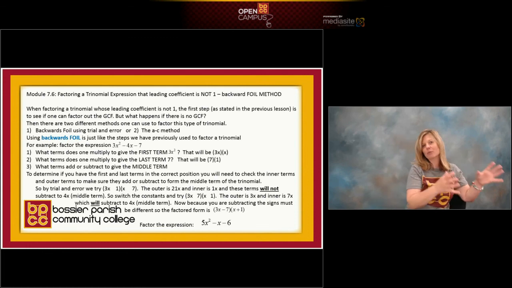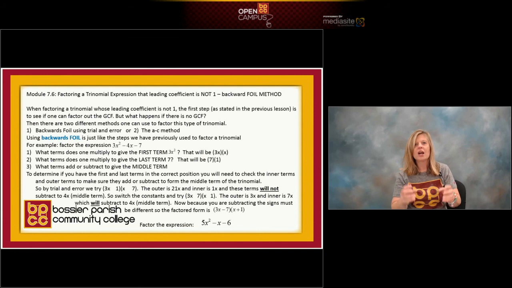So it's exactly like we've been doing for the easy trinomials. The only difference is getting the location of the constants. It's going to matter where you put those constants in that last spot, and you're going to have to check by doing the inners and the outers and making sure they make the middle term. All right, let's hit the whiteboard and try another example. See you then.